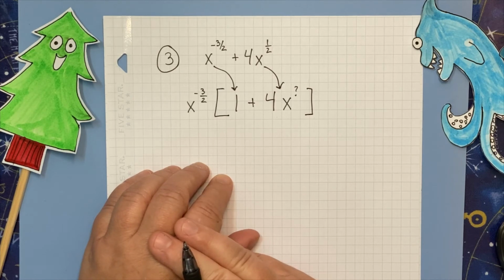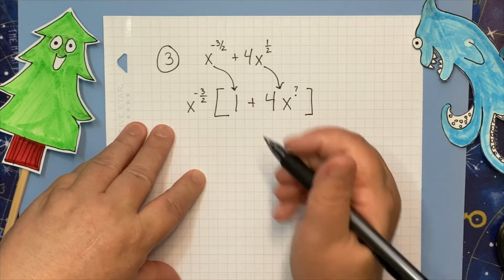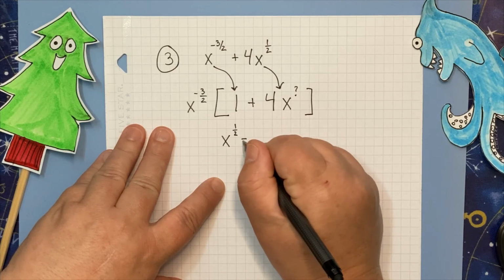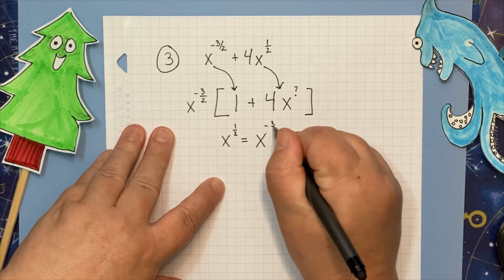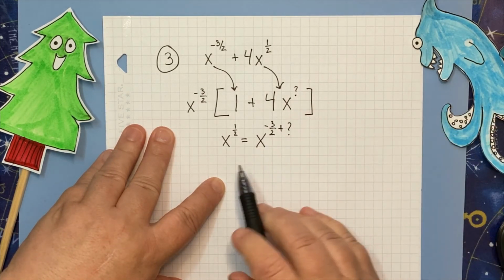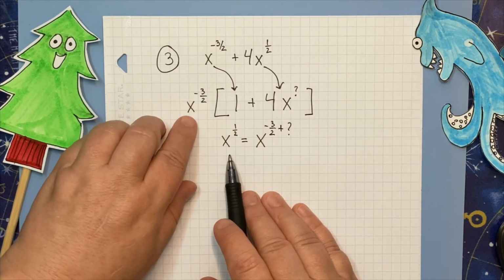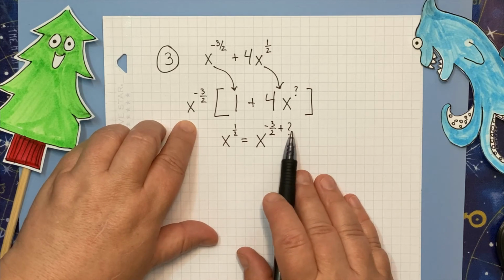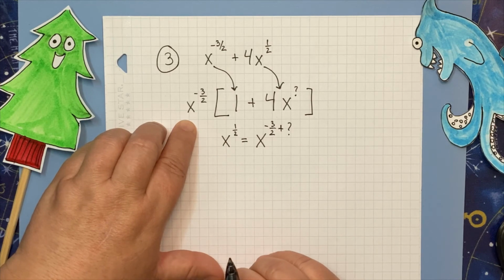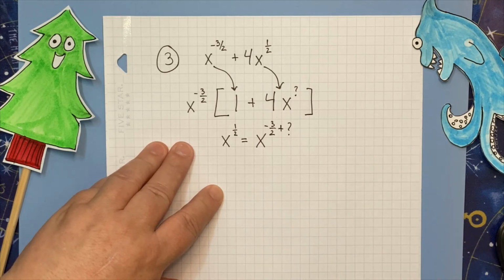And so what we're going to think is, okay, if I have x to the 1/2, I want to know how I get to that from negative 3 halves. So if I have the x to the 1/2 that we started with, and I want to factor out an x to the negative 3 halves, basically what I'm trying to do is figure out what was there.